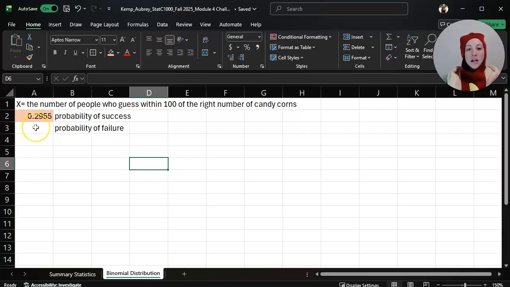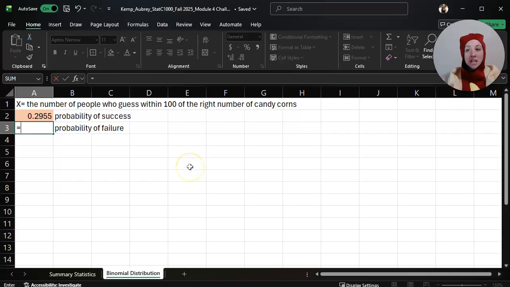So in this case, if the probability that one person guesses within 100 is this number, then the probability that someone guesses not within 100 would be 1 minus, because again, the probability of success and the probability of failure need to add up to 1 or 100%. Because that needs to take up the entire sample space. We can't have anything falling outside of these events happening.